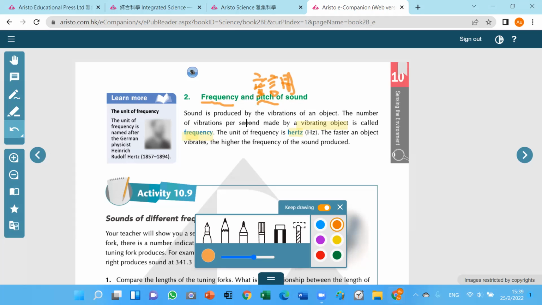Yes, pitch. Sound is produced by the vibration of an object. The number of vibrations produced per second, made by a vibrating object, is called frequency. Yes. I've already told you. It's called power. So, to learn these words.